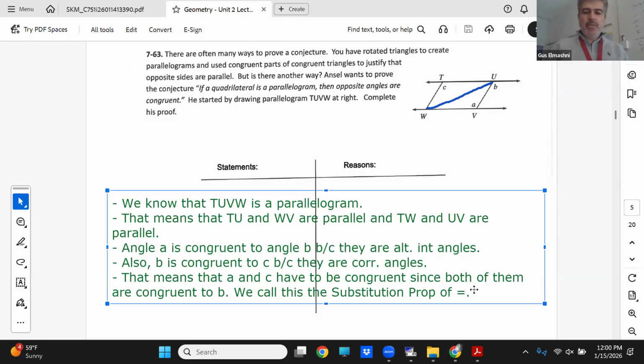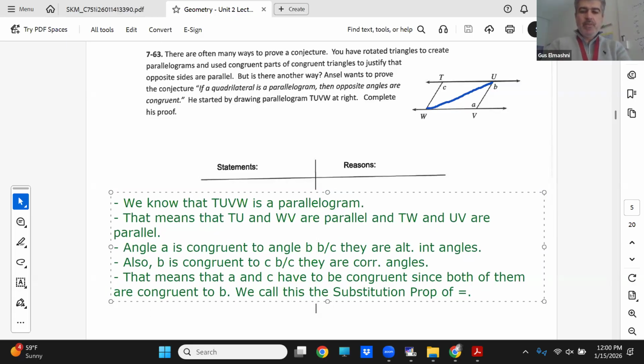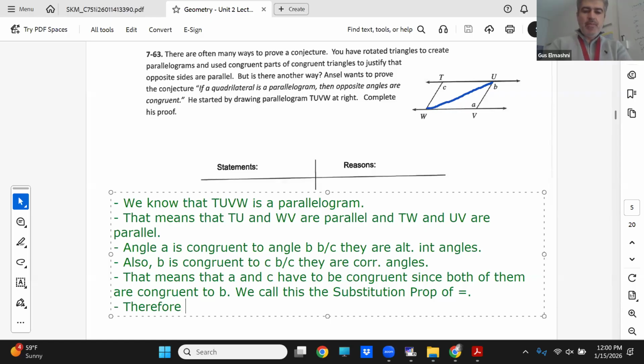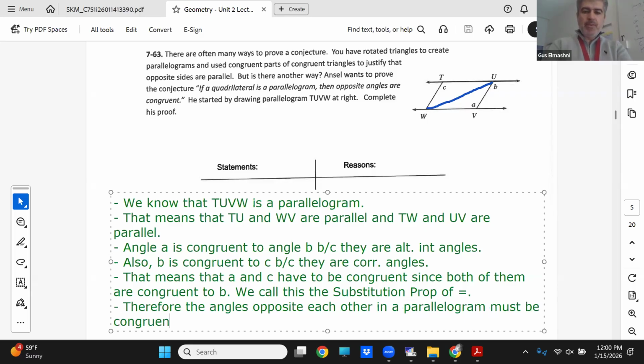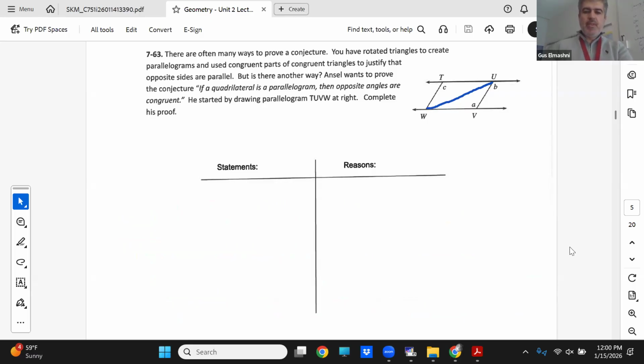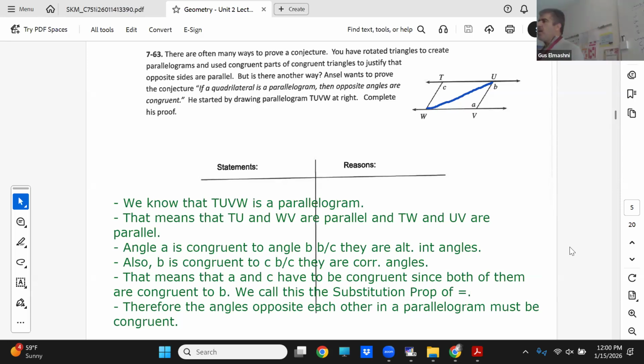that's my last bullet point. Opposite angles in a parallelogram must be congruent. Yeah, it's a lot, but it does help explain the logic, instead of writing a two-column proof, if we just talk it out.